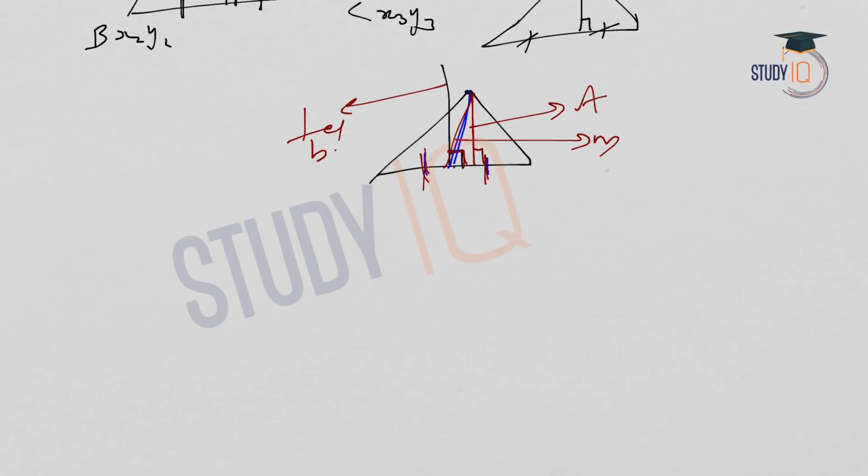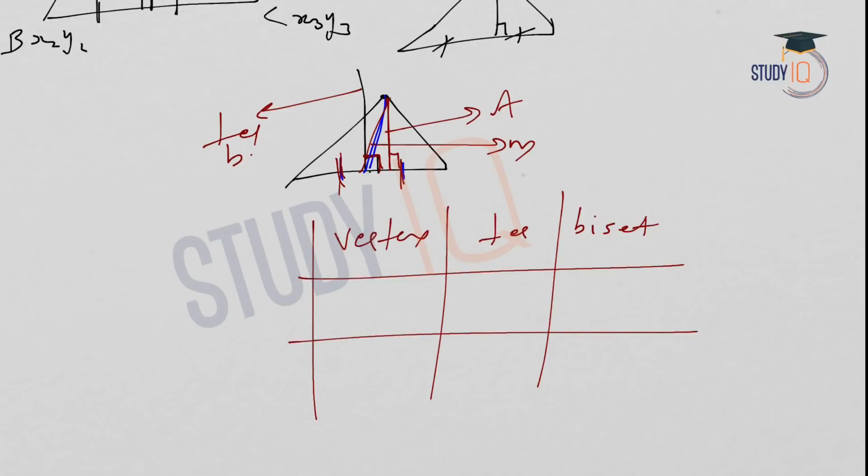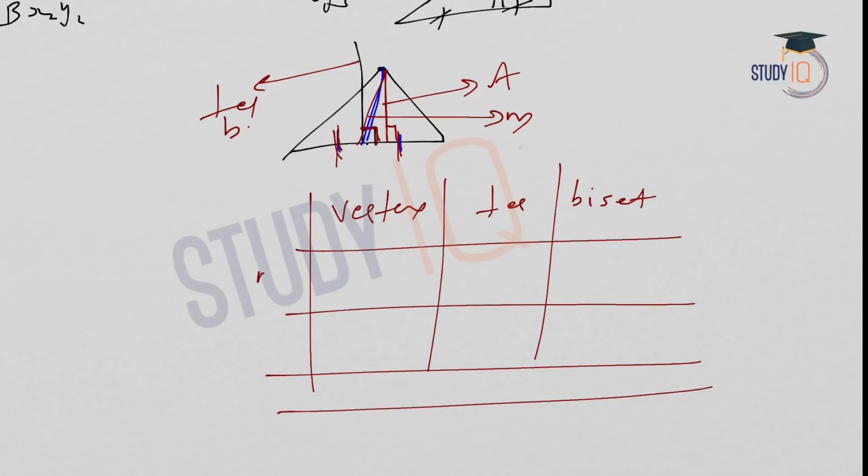Okay, so see three conditions. If you write coming from vertex, one case. Then perpendicular, other case, then bisect. These are the three conditions if you consider. Now you can understand clearly what is median. Median is coming from vertex, but it is not necessarily perpendicular. It can be perpendicular in some cases.